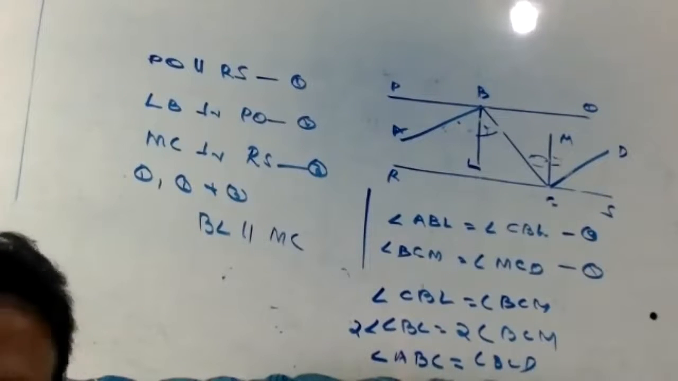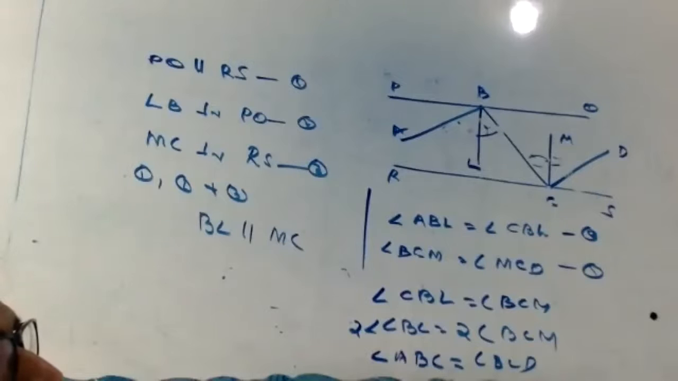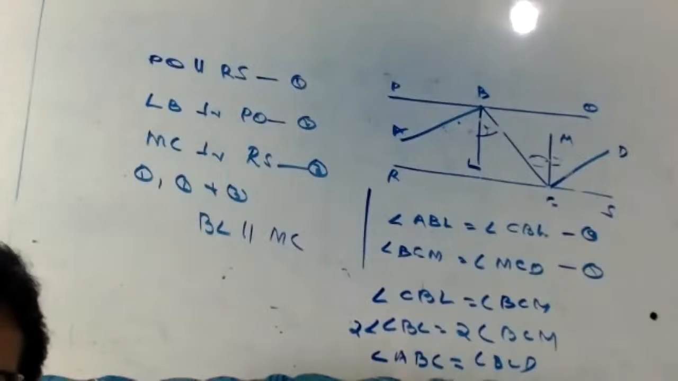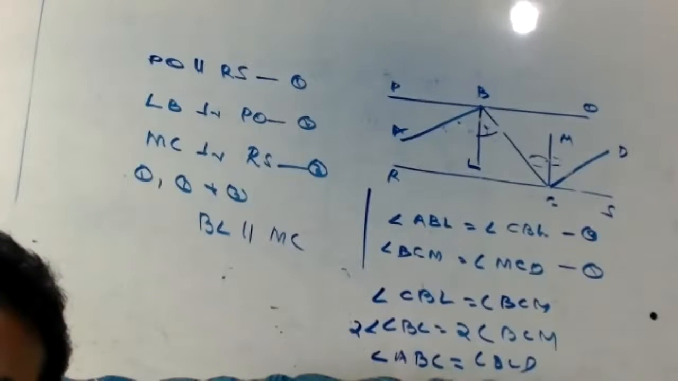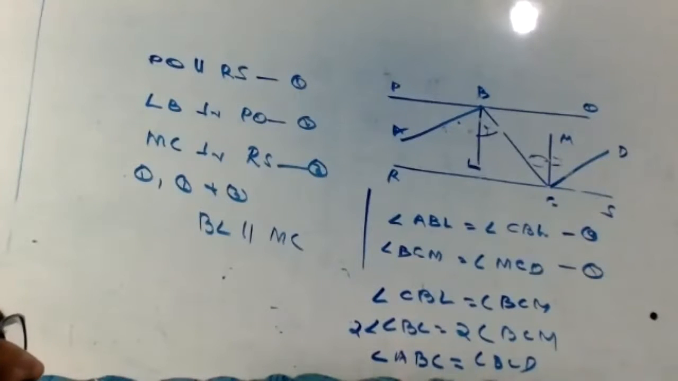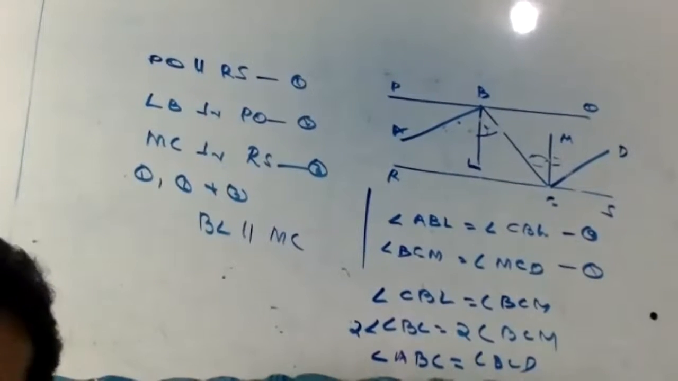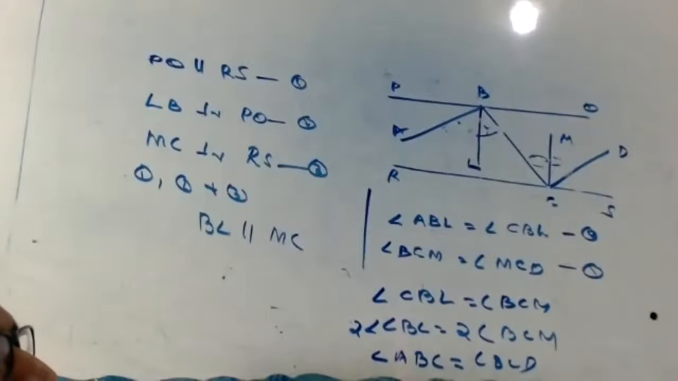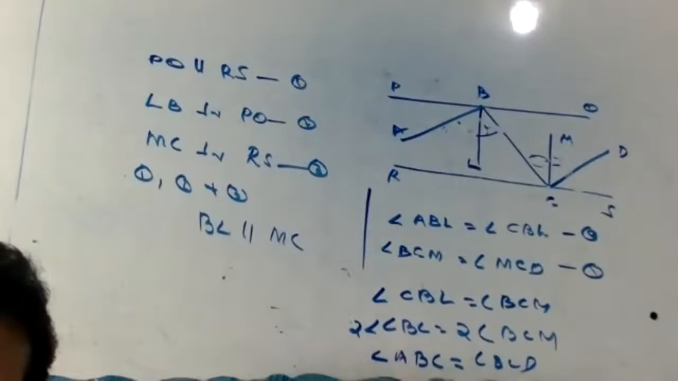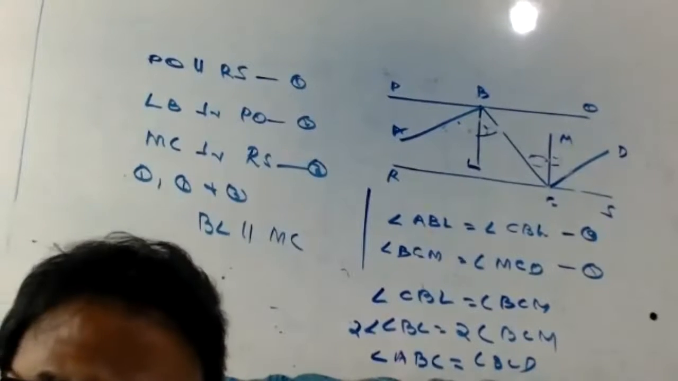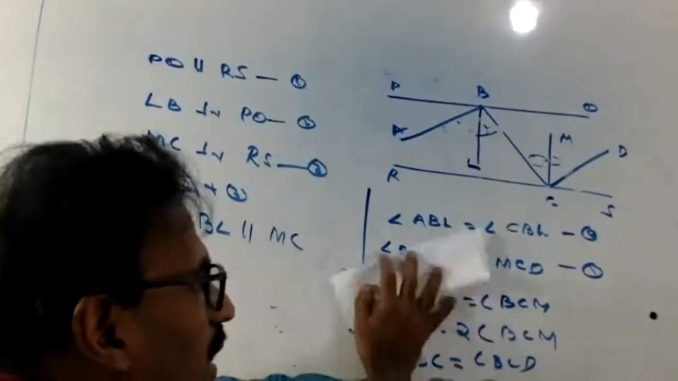Okay, finish. The last line: since the alternate angles ABC and BCD are equal, AB is parallel to CD. Okay, writing all this in your notes, you are right. Actually, it's very simple. Look here. I'll show you a very simple way.